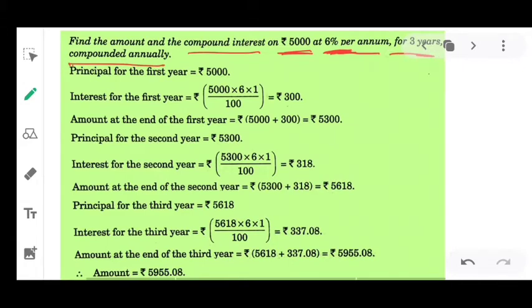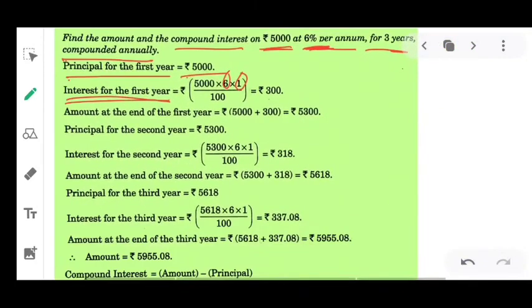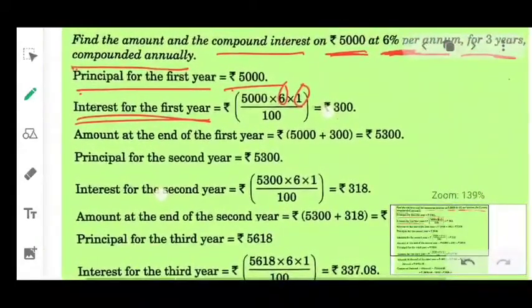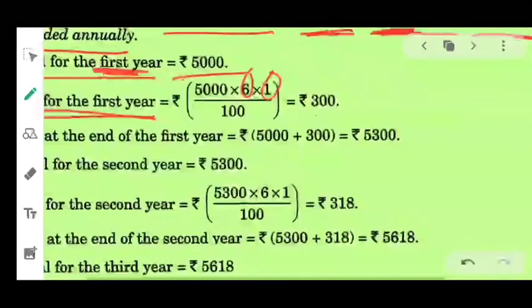Okay, so write down principal for the first year equal to 500 rupees, that is given. Now interest for the first year is what? P into T into R by 100. So 500 is P, R is 6, and T is 1, because we are finding the interest for the first year only, that's why time will be 1.